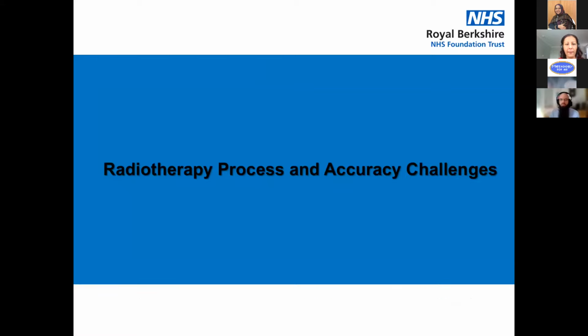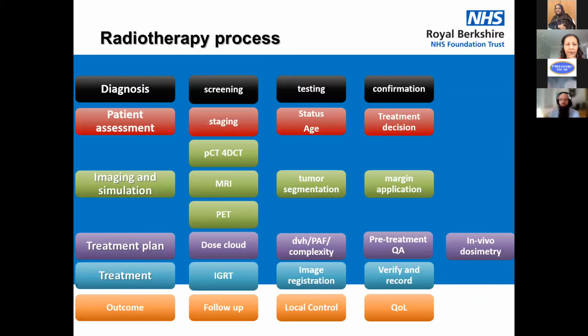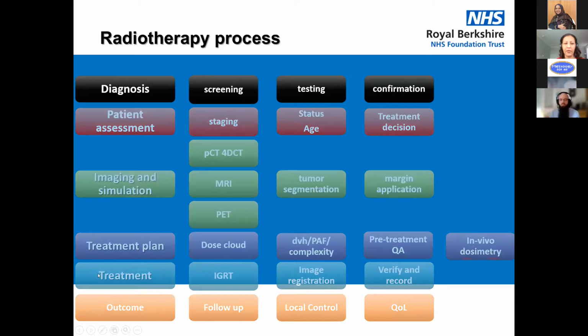So in general, as I said, it's a big topic, but I will try to give an overview of the radiotherapy process and the accuracy challenges. The radiotherapy process is quite intensive in terms of what we do with the patients and in terms of the tests and the data that we get from the patients. But what is important is to see on the top left here that we start with the diagnosis, patient assessment. I'm going down now. I don't know if you can see my cursor. Imaging and simulation, treatment planning, treatment, and then we check the outcome of the treatment.